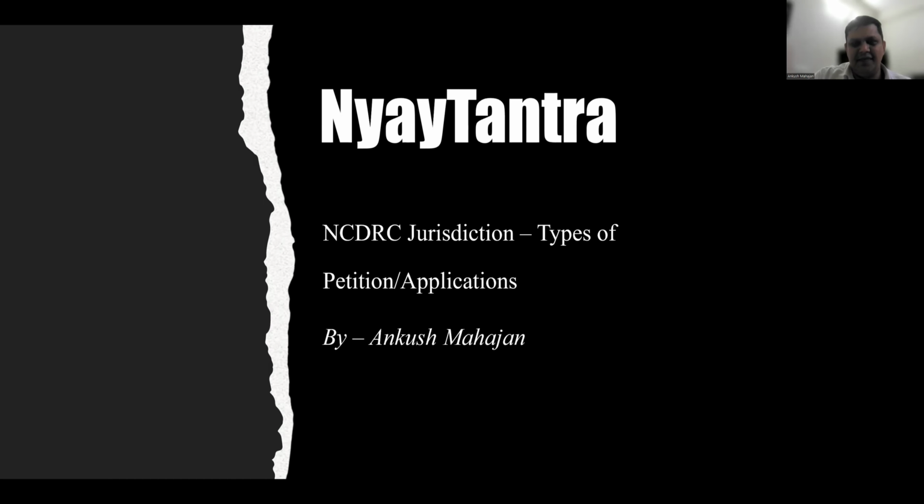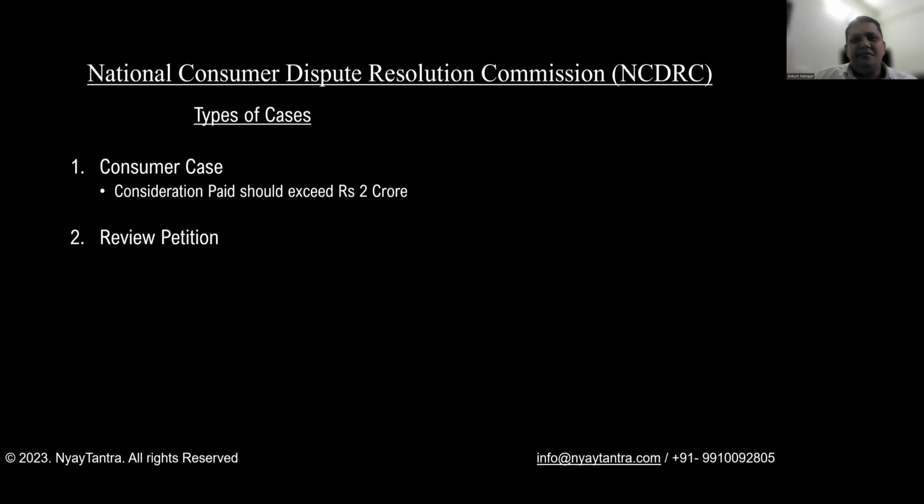So let's discuss this. So in the NCDRC, if we talk about original jurisdiction, first the consumer complaint is the main thing, and the pecuniary jurisdiction is greater than 2 crore, and it is based on the consideration paid. It is very important to understand because in the 1986 Consumer Protection Act, it is based on the value of the goods and services plus the claimed amount. But in the Consumer Protection Act 2019, it is the consideration paid for the goods or services rendered. So it's very important. Those who wish to understand the various stages after filing consumer cases can get access to this video.